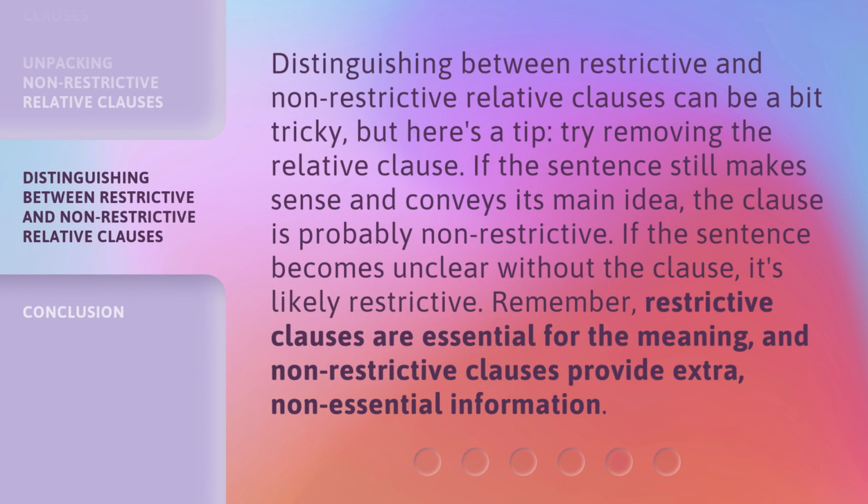Distinguishing between restrictive and non-restrictive relative clauses can be a bit tricky, but here's a tip. Try removing the relative clause. If the sentence still makes sense and conveys its main idea, the clause is probably non-restrictive. If the sentence becomes unclear without the clause, it's likely restrictive. Remember, restrictive clauses are essential for the meaning, and non-restrictive clauses provide extra, non-essential information.